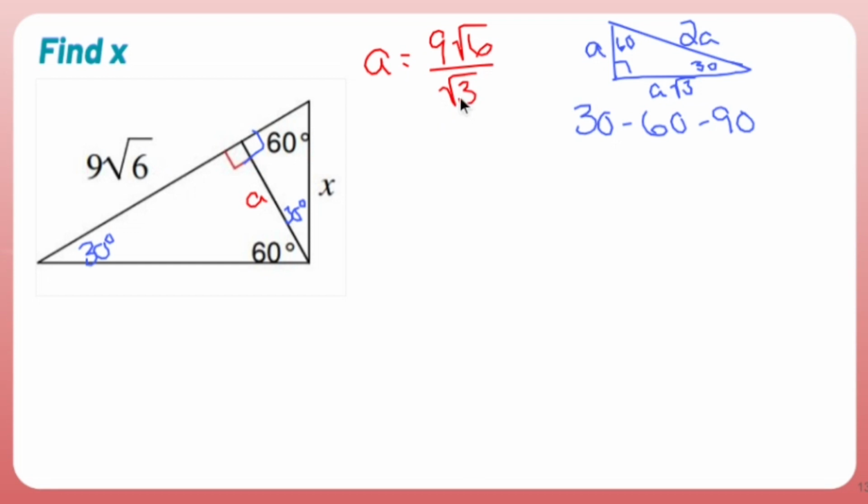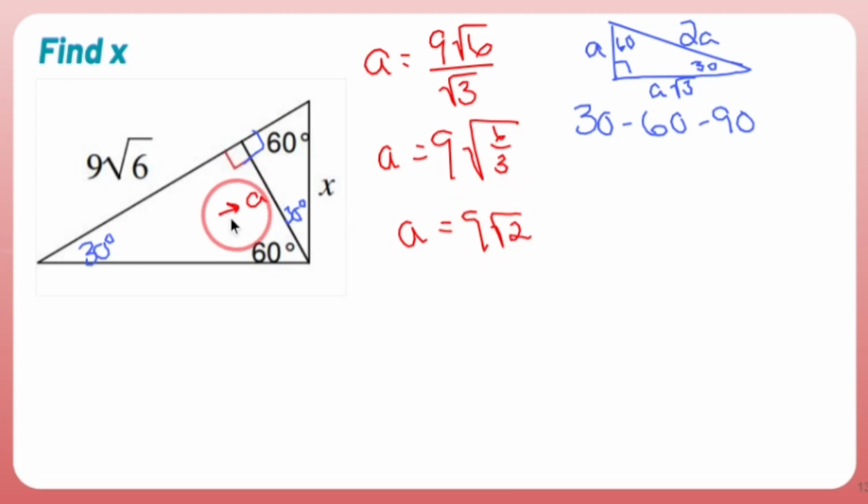6 over 3 is doable, so I'll just move the 9 off to the side. There's a rule that says if you're dividing square roots, just make it one big square root and divide on the inside. So 6 over 3 inside the square root. 6 over 3 is 2. So that length right there is 9 root 2.